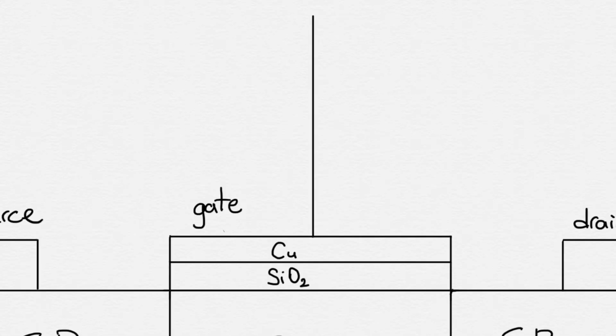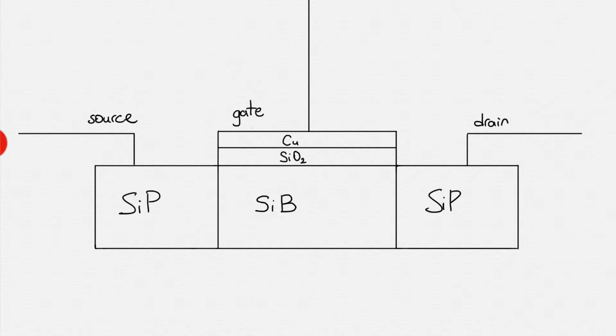The gate of the transistor is made from copper and separated from the rest of the transistor by a thin layer of resistive silicon oxide. When a voltage is applied to the gate, the potential barrier gets lower, so more electrons can move into the boron region and leave the transistor from the drain region after that.